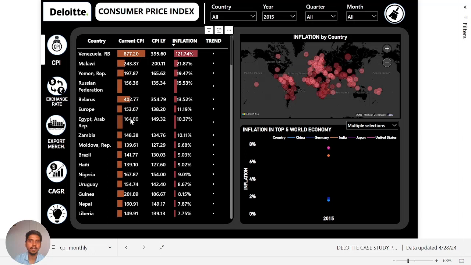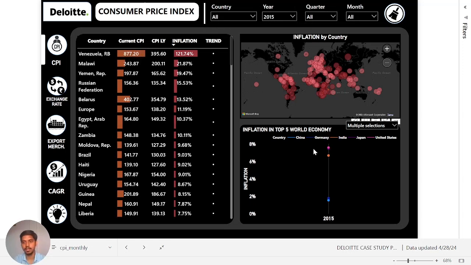From here in this table you can see which country had the highest inflation rate in 2015. Like this is Venezuela. Their current CPI was very high. Their last year CPI was also very high. Inflation is 121.74%. One thing I have told you earlier, that we are comparing it with 2010. So here you can see that the CPI is 877. What does it mean? It means that suppose in 2010 the value of a pen was 100 rupees. So in Venezuela the same pen in 2015 was 877 rupees. I hope you understand this point.